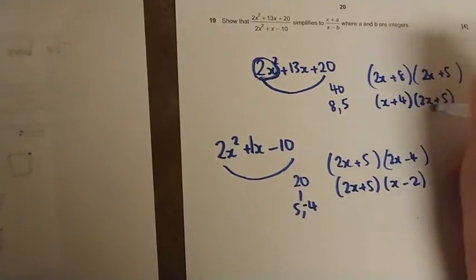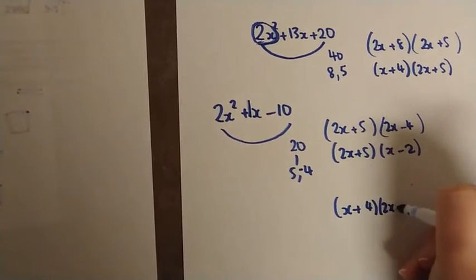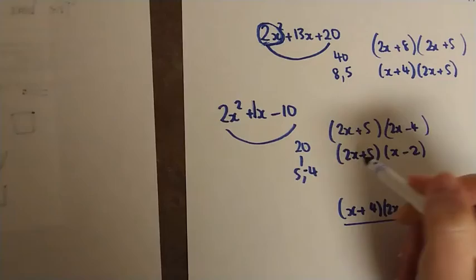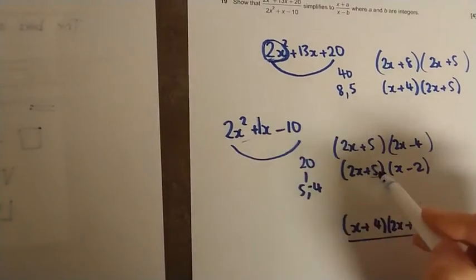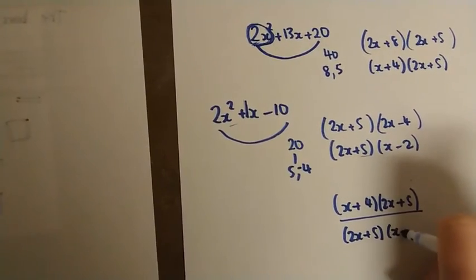So I'm going to get this on the top, so x plus 4, 2x plus 5, over, and then this was the bottom part, wasn't it? This was on the bottom, so I'm going to put that underneath, so 2x plus 5, x minus 2.